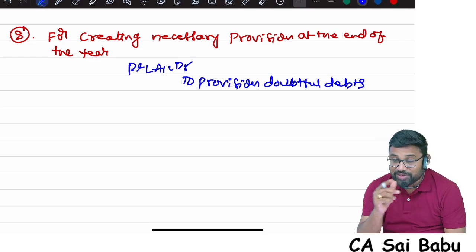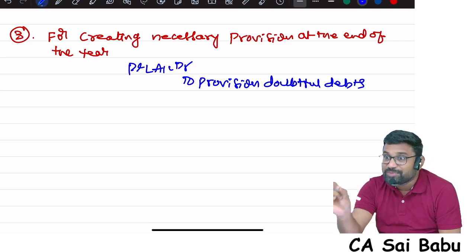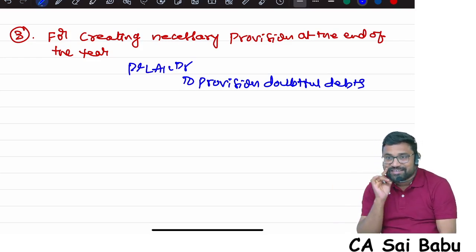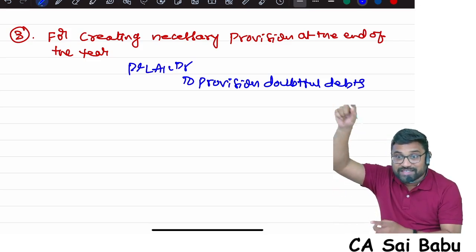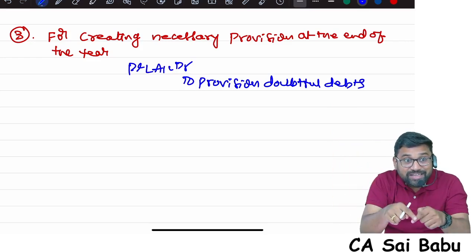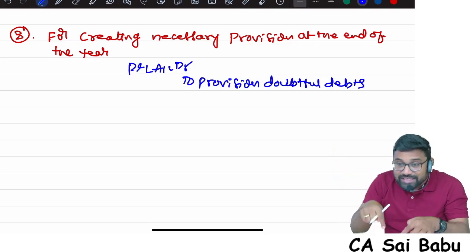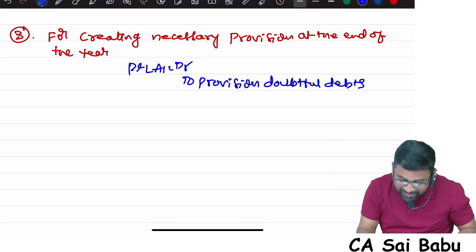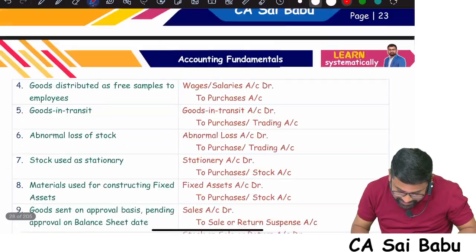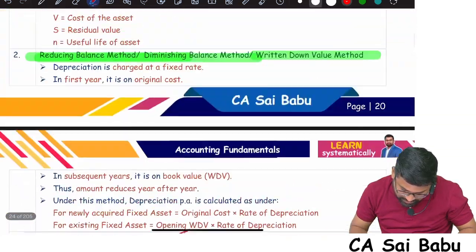One important point: creating provision for doubtful debts is an adjustment entry, like depreciation. If you remember, we are still discussing the accounting cycle: identification of transactions, recording in journal, posting in ledger, then unadjusted trial balance, then adjustment entries. We have discussed the unadjusted trial balance. Next, we need to discuss adjustment entries. This concept of accounting treatment for bad debts is in my material, where I have given these topics. See this, I will show you.